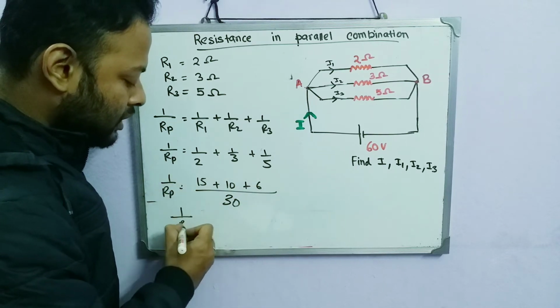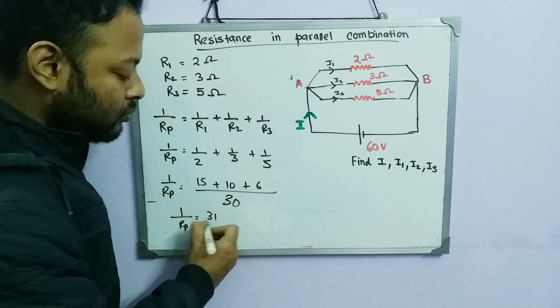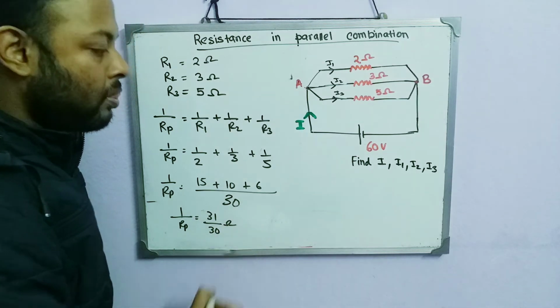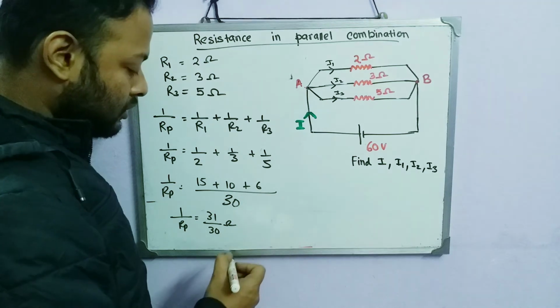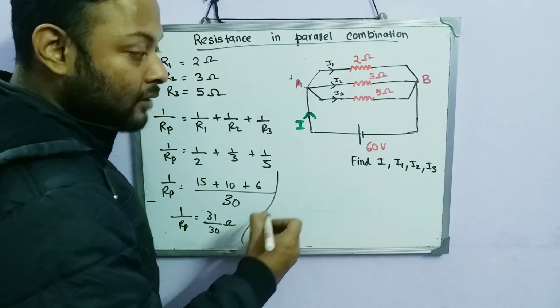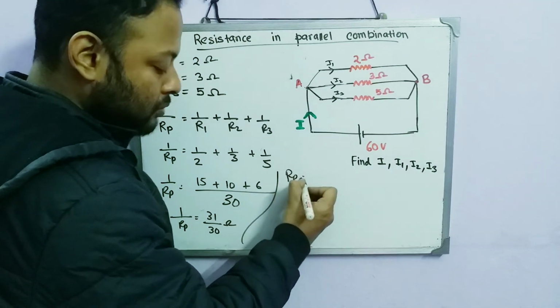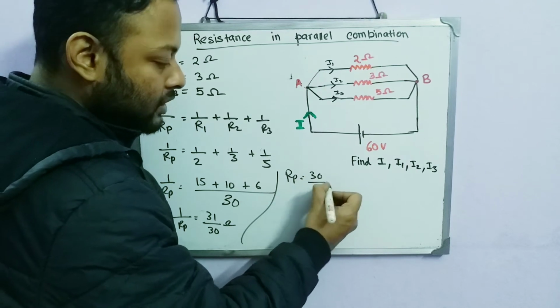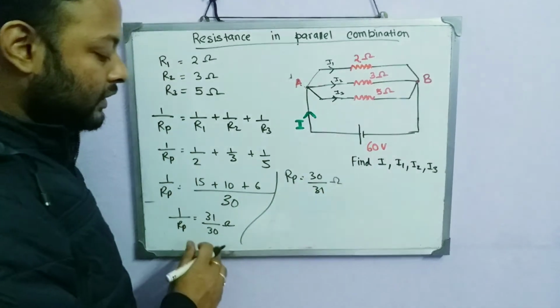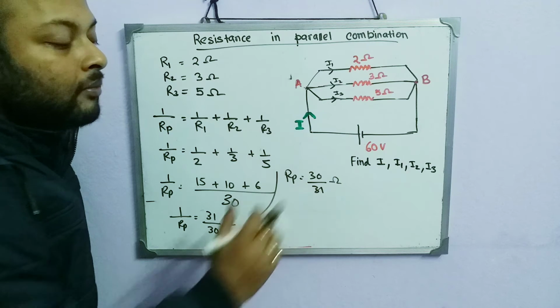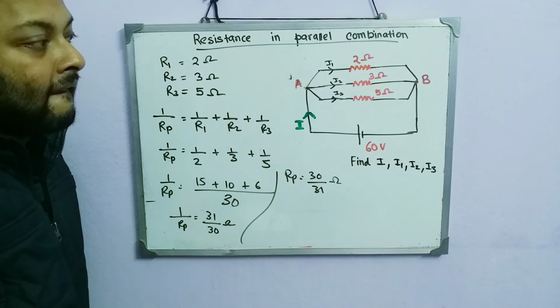So 1 by Rp becomes 31 by 30 ohm, right? But I need to find Rp. So Rp becomes 30 by 31 ohm. That is my equivalent resistance, 30 by 31 ohm.